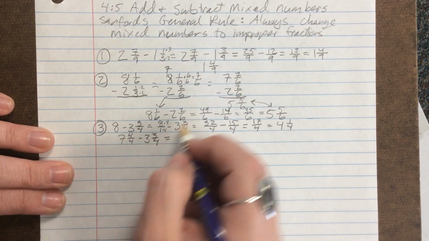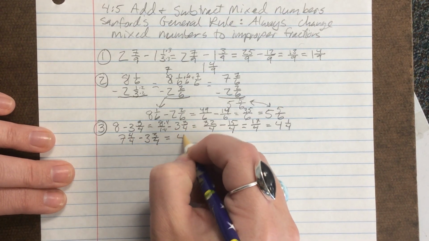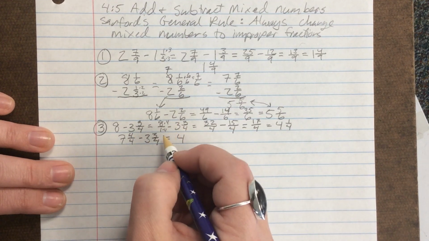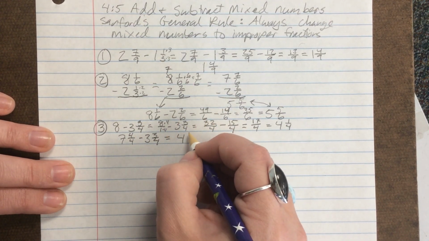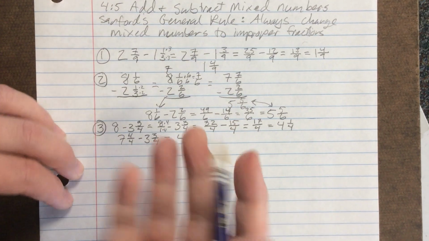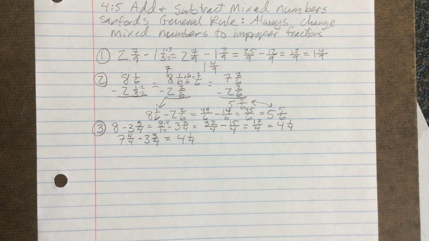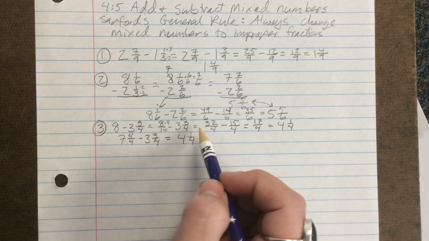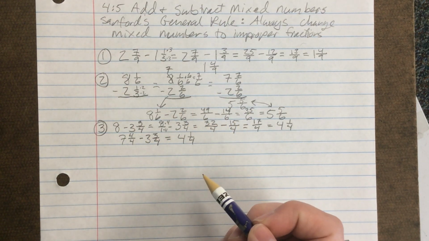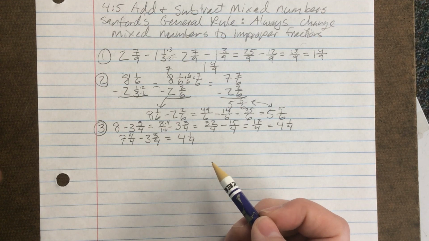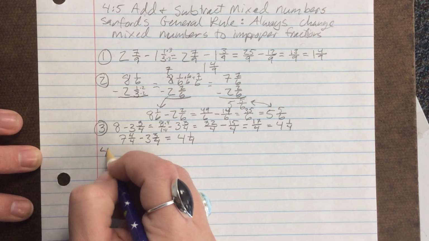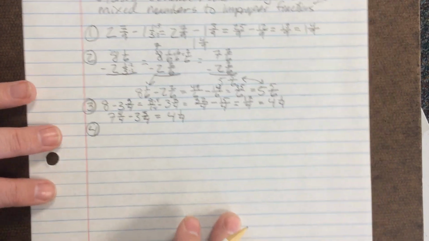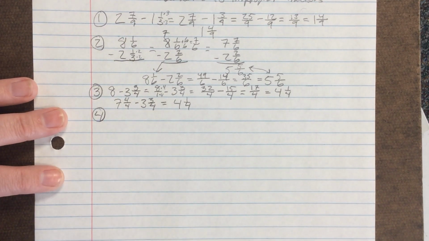And now we can do this subtraction. So we can do the whole numbers, which is 7 minus 3 is 4, and then 4/4 minus 3/4 is 1/4. So again, it's kind of less steps, but you have to really understand how to borrow. And if that doesn't make sense to you, just do the Sanford way. Change them to improper fractions and do the math. Some more practice problems because this is kind of crazy and complicated.